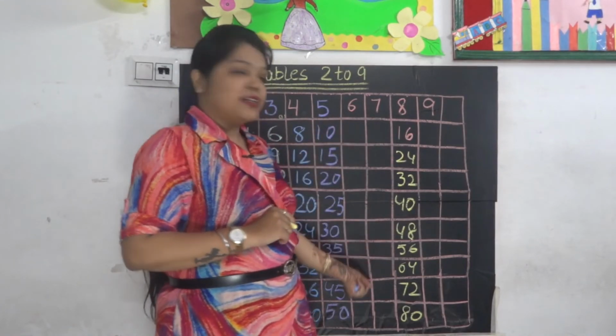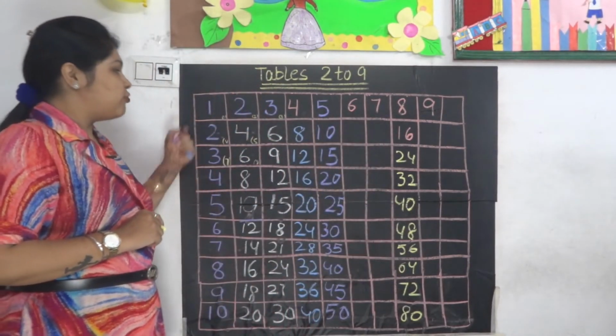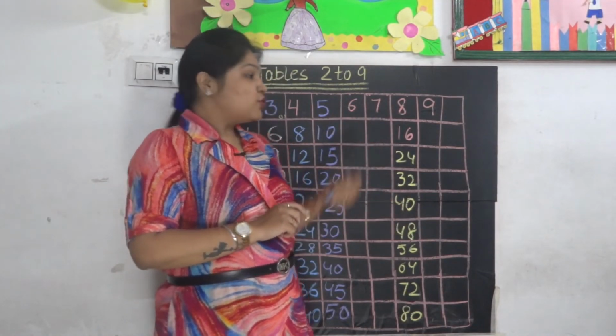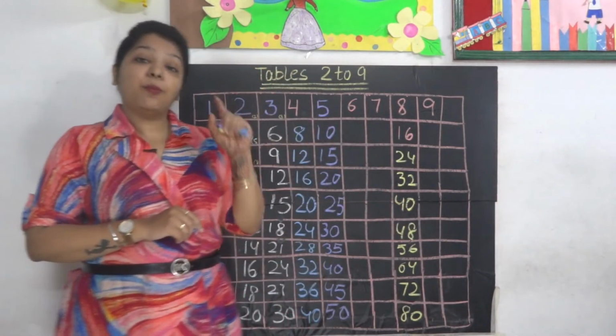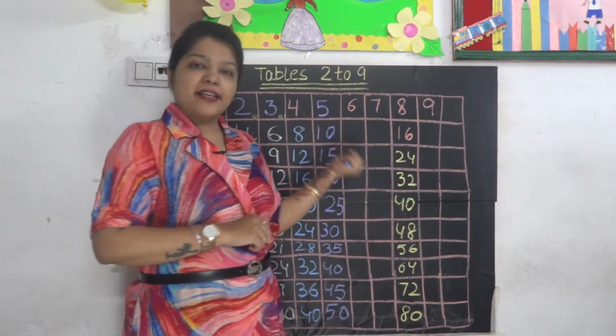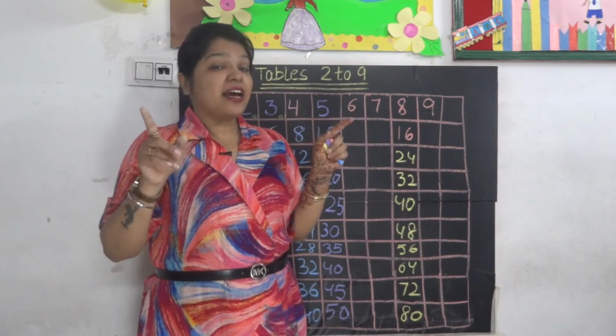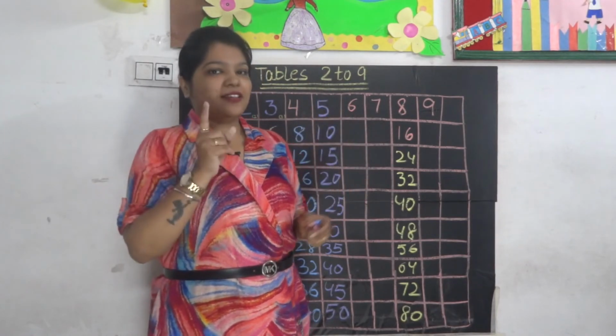Okay, so is it clear? These tables you have to just count the boxes and write like this. Okay, so just revise this and practice this to understand this concept in a better way. Please understand, don't mug up the things.